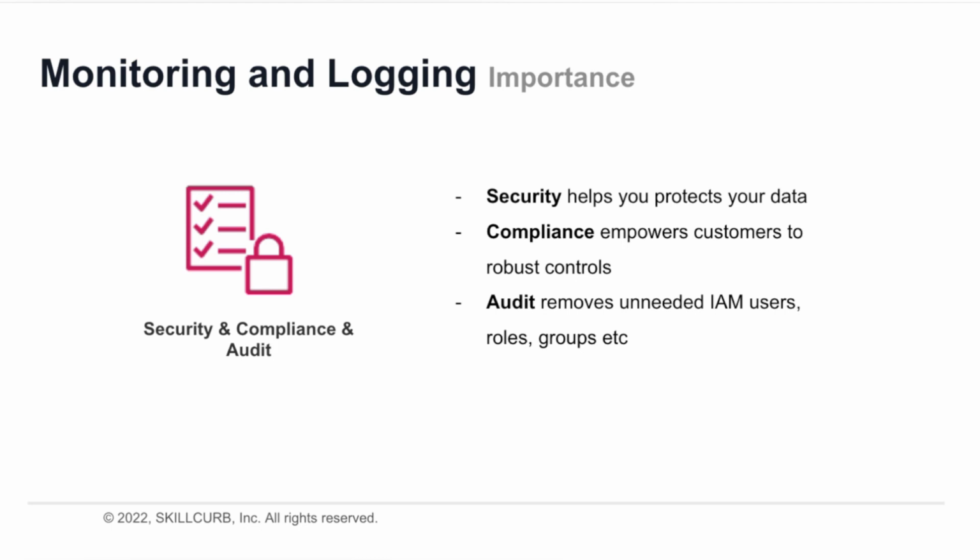First, we have security, compliance, and audit. AWS provides services that help you protect your data, accounts, and workloads from unauthorized access. AWS Compliance empowers the customers to understand the robust controls in place at the AWS to maintain security and data protection in AWS Cloud. An audit gives you the opportunity to remove the unneeded IAM users, role, groups, and policies, and to make sure that your users and software have only the permission that are required.